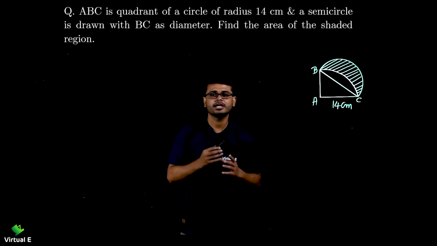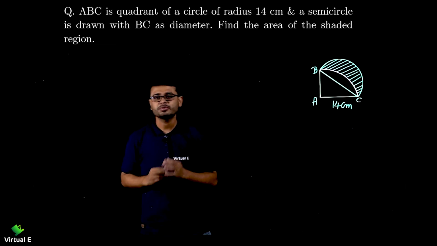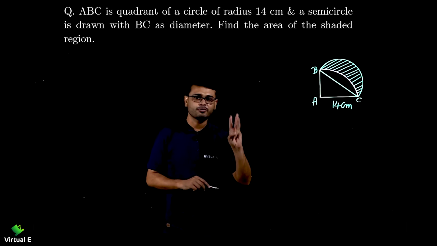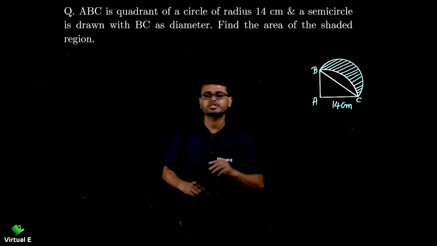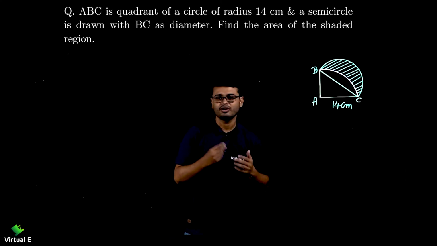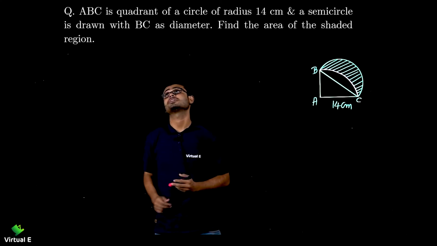So let's discuss one interesting problem. In this question, you have a triangle, a semicircle and a quadrant. There are three shapes given over here and we need to find the area of the shaded region. Obviously, let's read the question.